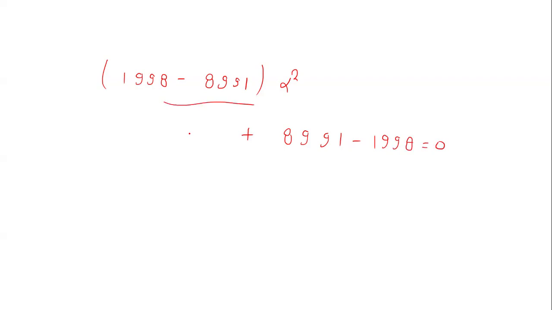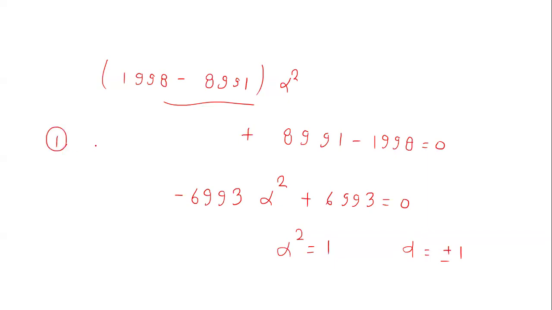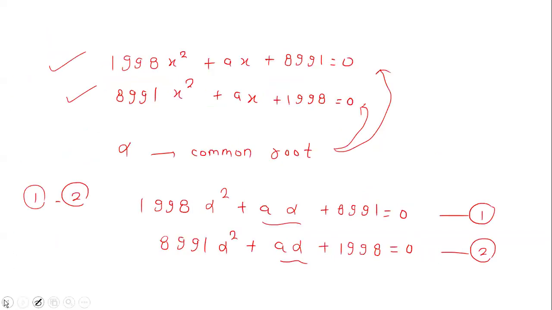So from here you can see that minus 6993 alpha square plus 6993 is equal to 0. So alpha square is equal to 1, so alpha is plus minus 1. So the common root values are either plus 1 or minus 1. Now we have to find the a values. What are the different values of a?